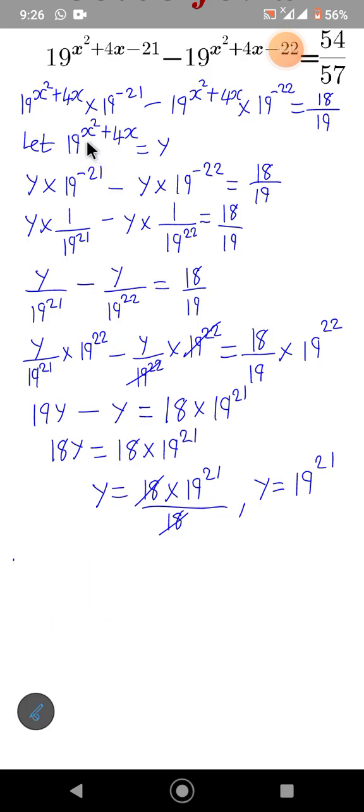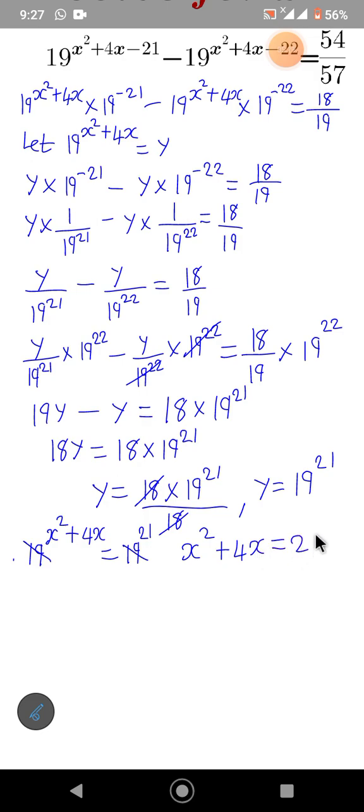Now, if we recall here now, we say that 19 raised to the power of x squared plus 4x is equal to y. Now, we've gotten the value of y here, so we'll say 19 raised to the power x squared plus 4x is equal to y. Y is 19 raised to the power of 21. So write it. 19 raised to the power of 21. Now, 19 here, this base and this base, they are the same. So we divide 19 here. So we now have x squared plus 4x equal to 21.